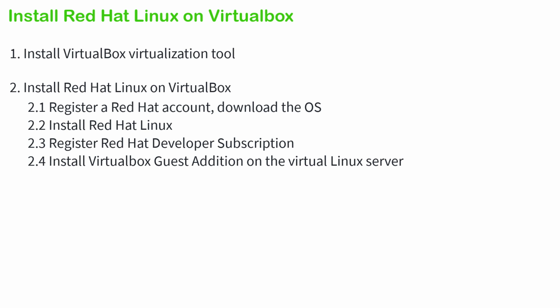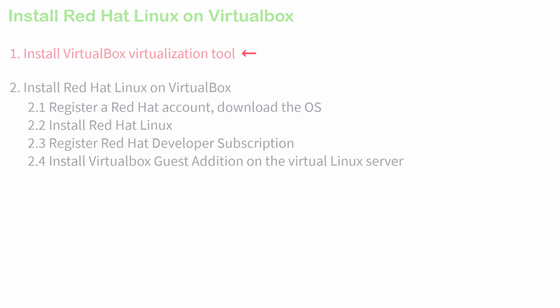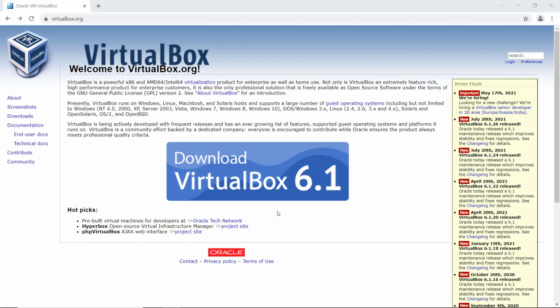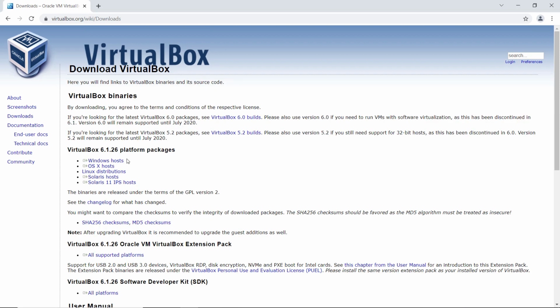Okay, let's get started. Download and install the Virtualbox. Go to the Virtualbox official website. Download the installation executable. Select the Windows hosts version.